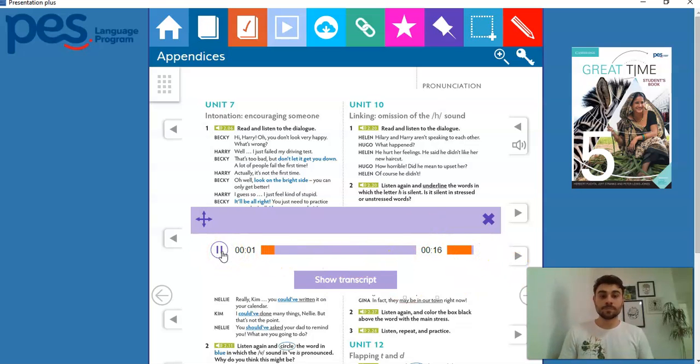Hillary and Harry aren't speaking to each other. What happened? He hurt her feelings. He said he didn't like her new haircut. How horrible. Did he mean to upset her? Of course he didn't.